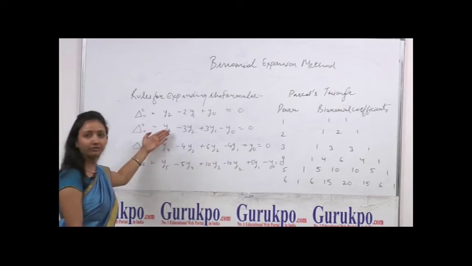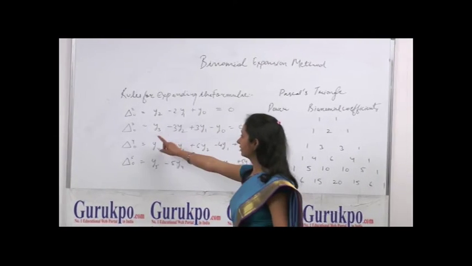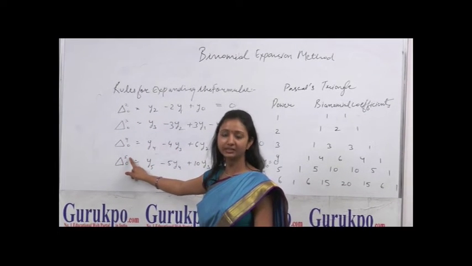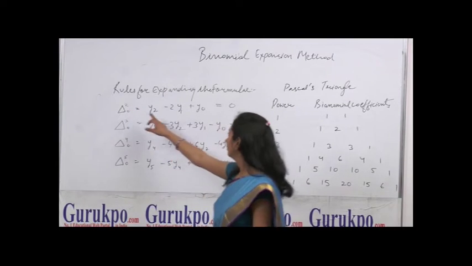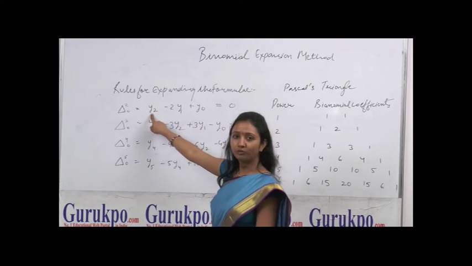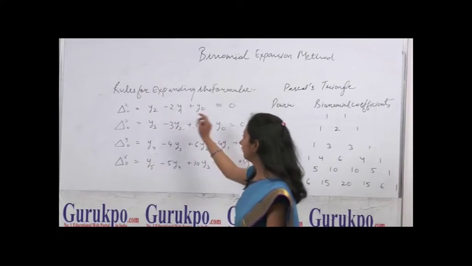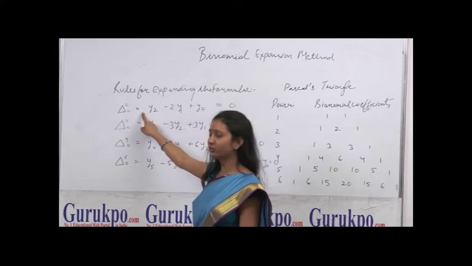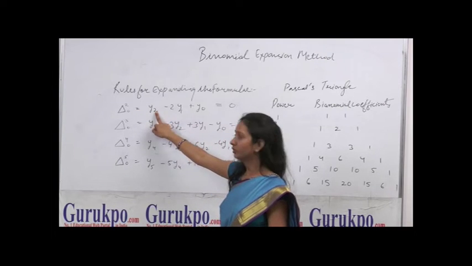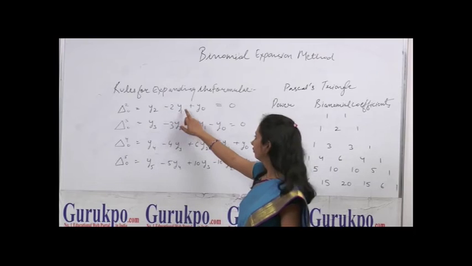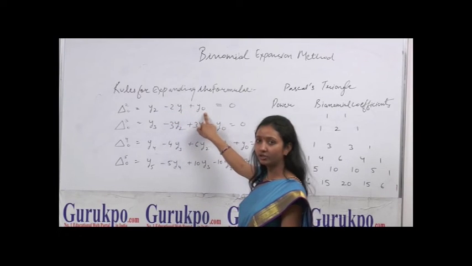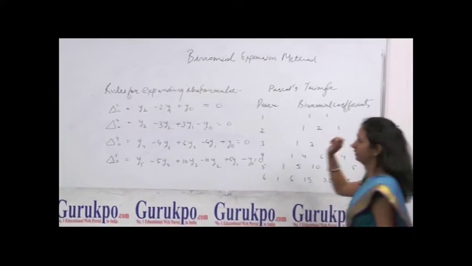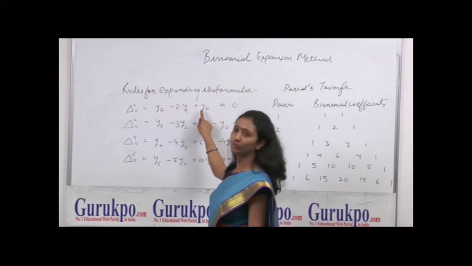Now, we will come to the formula. First, this is delta 2, y0. For 2, 3, 4, and 5 years, at the 2 year, this will be the formula. Delta 2 y0 equals y2 minus 2 y1 plus y0. The 2 will come from the Pascal triangle, this is 1, 2, 1. We can write this here 1, 2, 1.